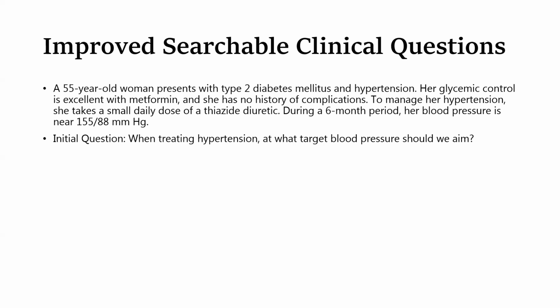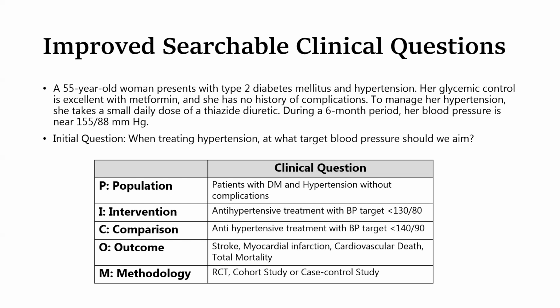Per population, you could include patients with DM and hypertension without complications, since the patient has no history of complications. For intervention, you choose antihypertensive treatment with BP target of less than 130/80, and you compare it to a BP target of 140/90. The patient outcomes could be the development of complications of stroke, MI, cardiovascular death, or total mortality. For methodology, you would look for an RCT, cohort study, or case control study.